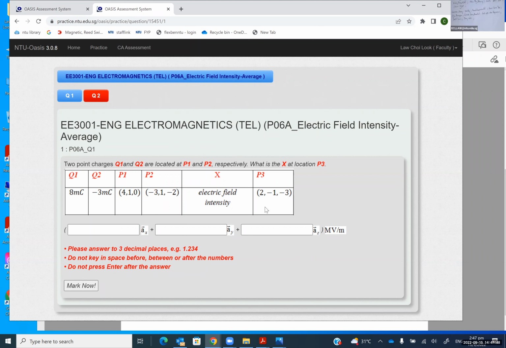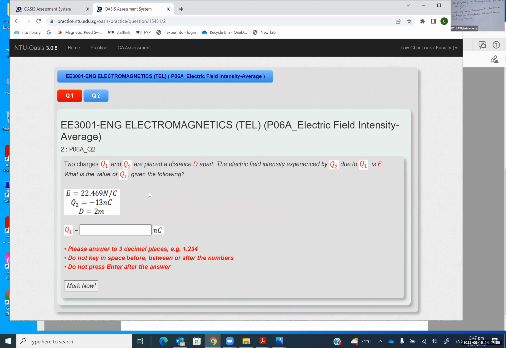This one should be easy. Just apply superposition, two E vectors add together. For this one, something like that again, but this time leave them in some formula and solve, because you are given E, Q2, and D. So you need to do some formulation and solve for simultaneous equations. Nothing magical from the previous one, similar. Just bear that in mind.